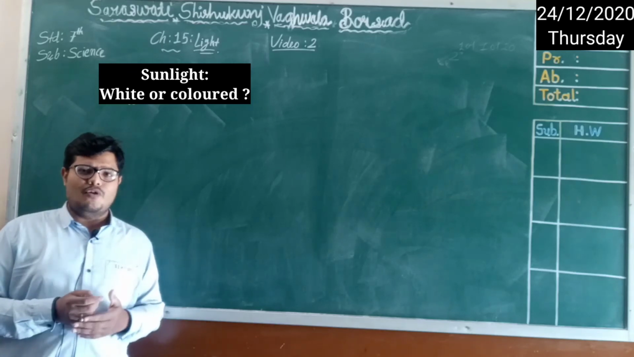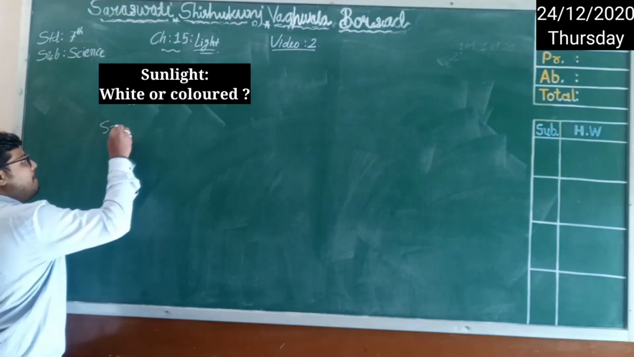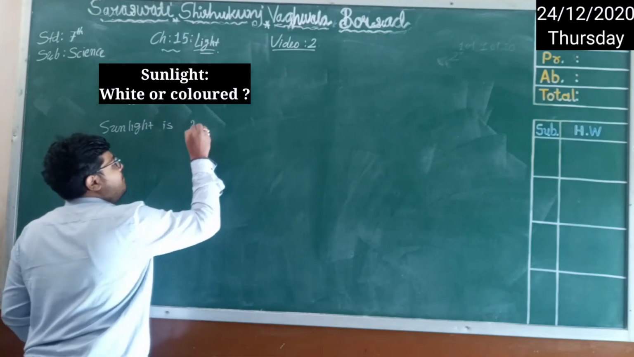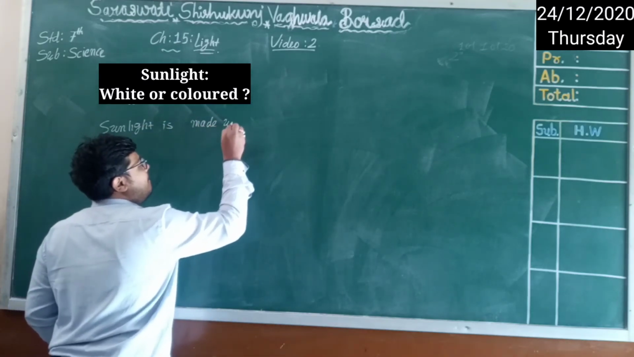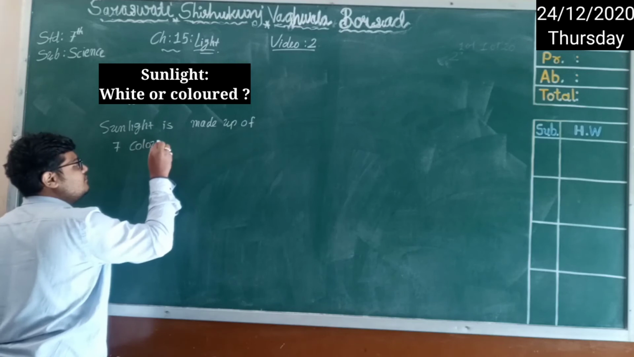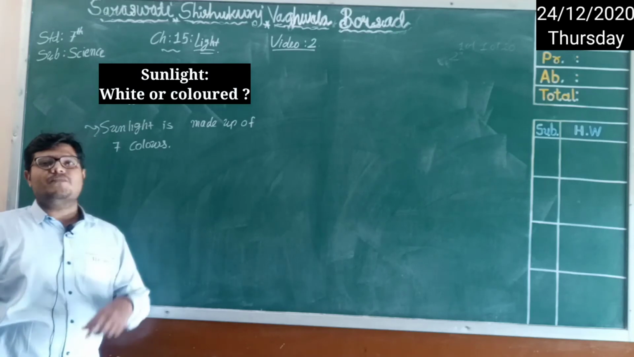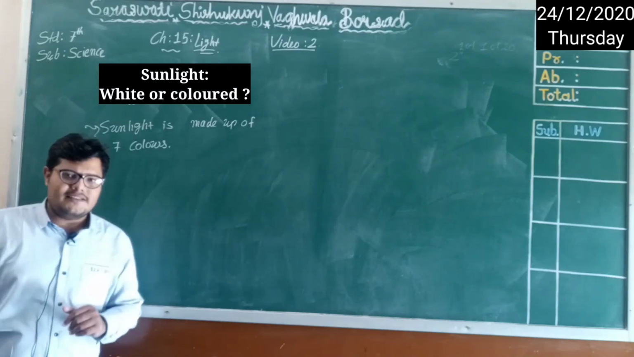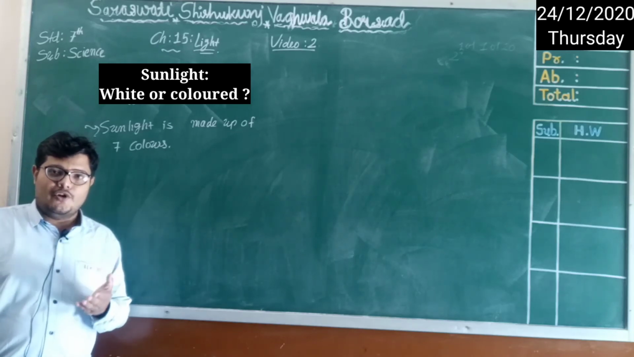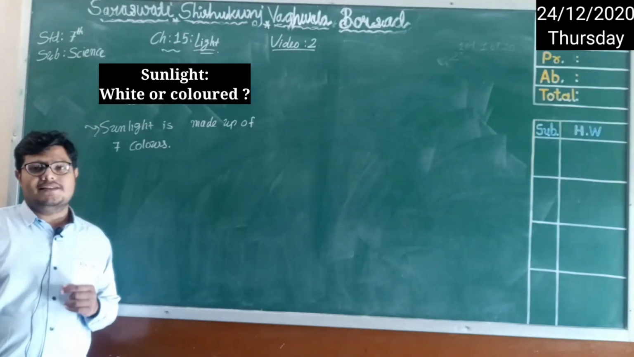Okay, so now this rainbow is in sunlight only, right? So we can say sunlight is made up of 7 colors, or we can say sunlight contains 7 colors, right? There are 7 colors inside the sunlight, in general. Now which colors are there? You have seen the colors. There is red, orange, yellow, green, blue, indigo, violet, right? These 7 colors are there.